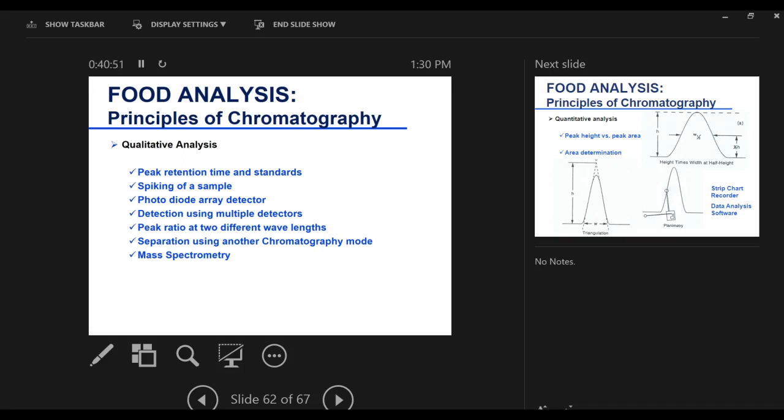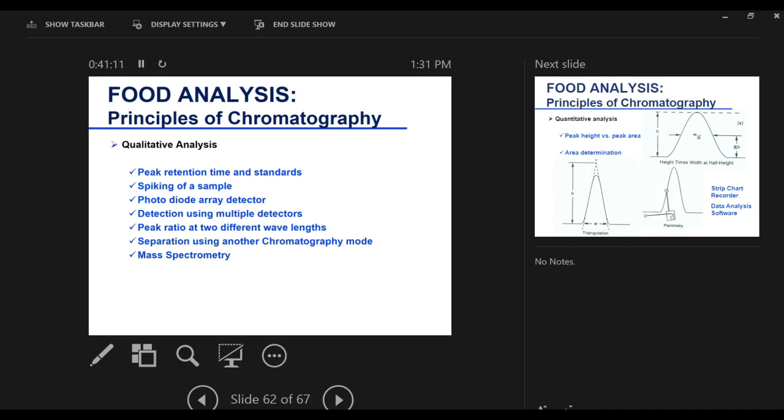Another is taking a peak ratio. That means absorption, let's say, at 214 versus absorption at 280. I take the ratio of the absorption. Every compound will have a different absorption ratio at two different wavelengths. So I can, again, use that to enhance the power of detection.